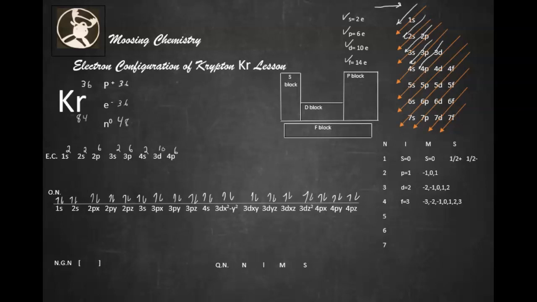What about noble gas notation? Guess what? Krypton is a noble gas, so it's its own notation, Kr. And that's what you're going to write, and that's all you're going to write.